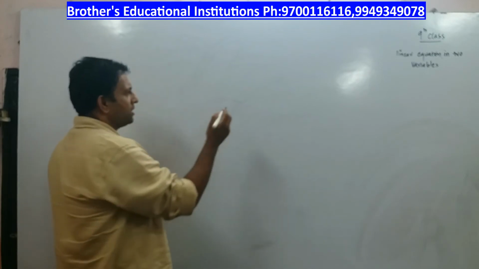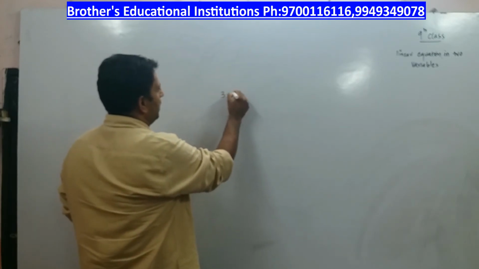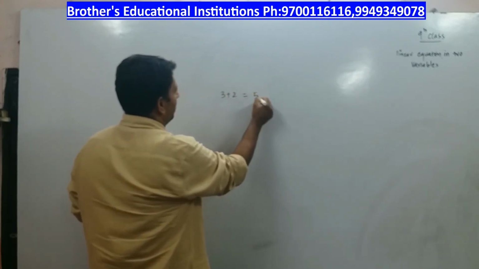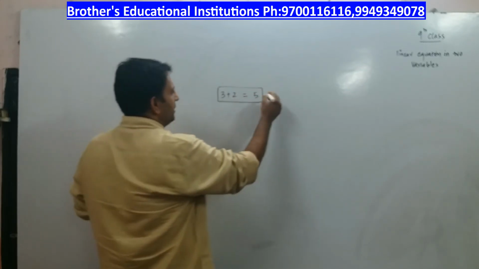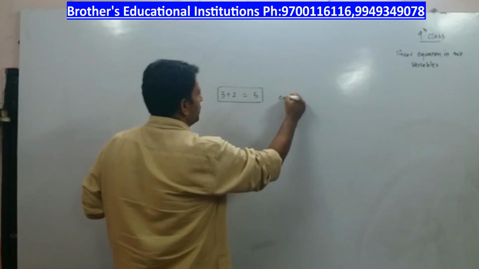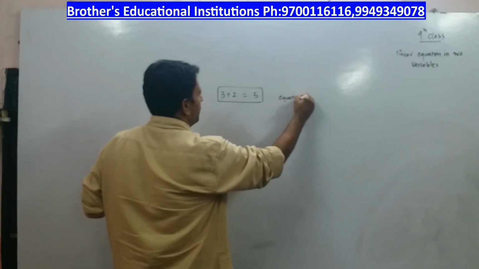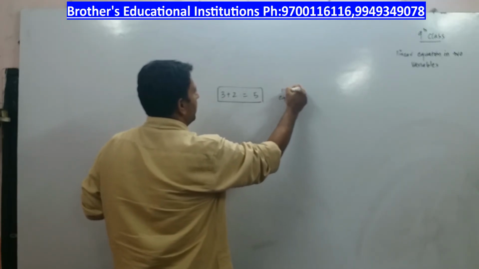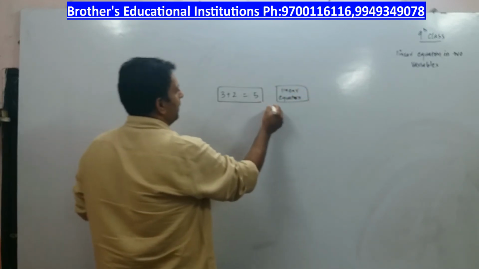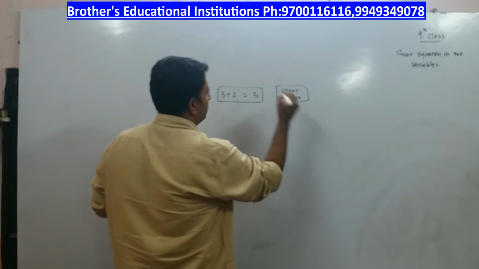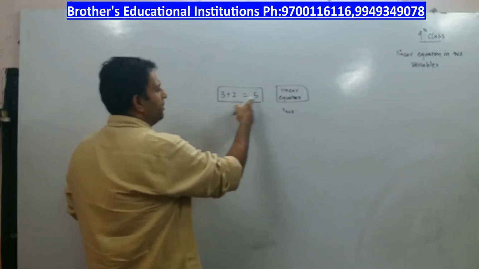What is 3 plus 2 is equal to 5? Children, 3 plus 2 is equal to 5 is definitely an equation. More or less, I can call that a linear equation. Now, this linear equation is true. I wrote 3 plus 2 is equal to 5.